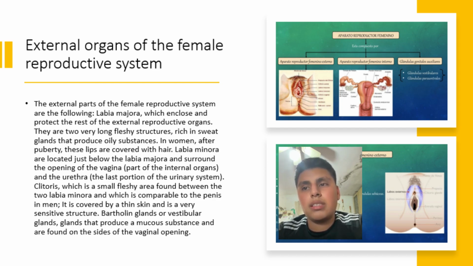Clitoris, which is a small fleshy area found between the two labia minora and which is comparable to the penis in the man. It is covered by a thin skin and is a very sensitive structure. Bartholin glands, or vestibular glands, produce a mucous substance and are found on the sides of the vagina opening.